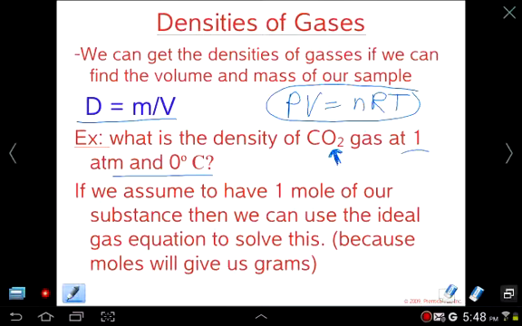If we take a look at carbon dioxide gas, what we'll do in all cases when we use the PV equals nRT equation is assume we have 1 mole of the gas. If we assume that we have more, then as long as we follow the rules, we'll get the right answer, but it's easiest to assume 1 mole. The reason we do that is because moles are connected to grams. In order for us to find density, we need mass, which is in grams, and the mass is connected to moles, which comes from the PV equals nRT equation. So it's all connected, as you can see.